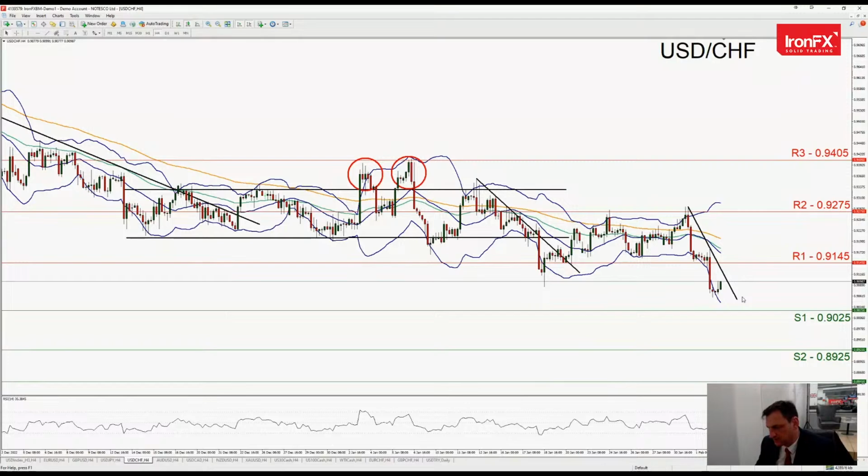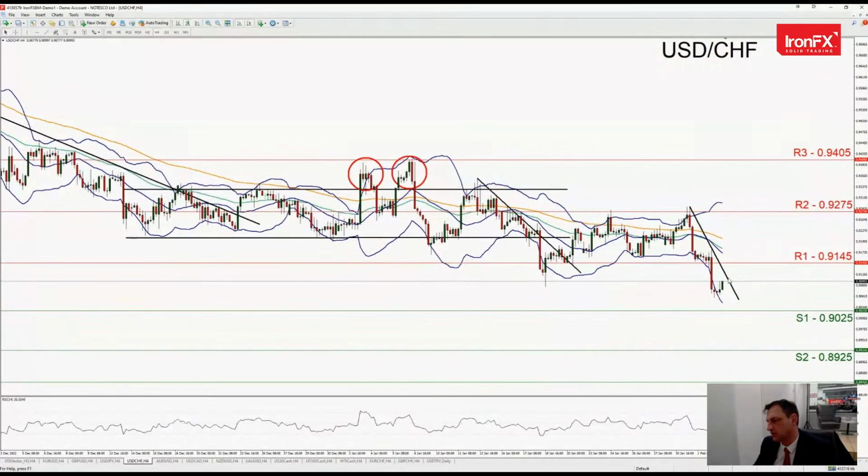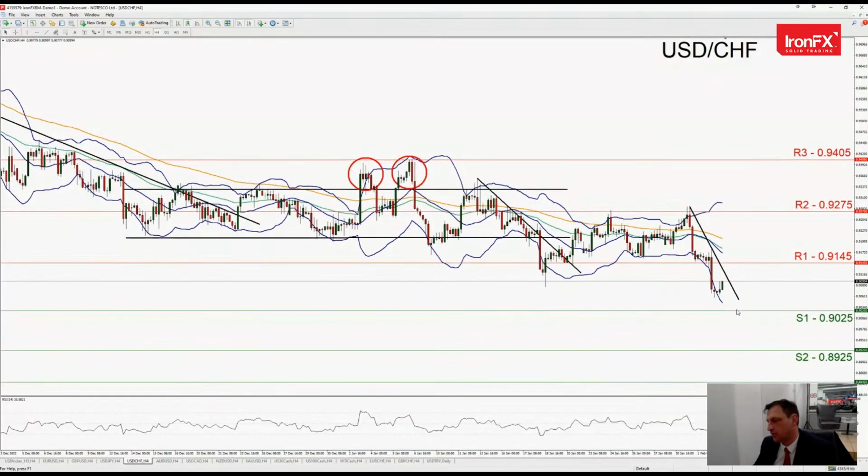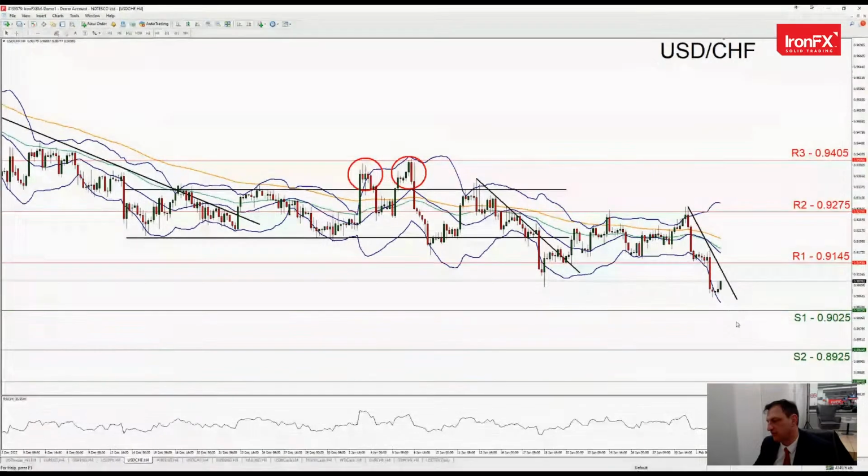And should the bears remain in charge, given that we have the RSI indicator, which is pretty low, just above the reading of 30 after a slight correction higher, there's a considerable residue of bearish sentiment in the market. In which case we may see the price action once again starting to drop, bouncing on the downward trend line, breaking the 0.9025, and start aiming for 0.8925.